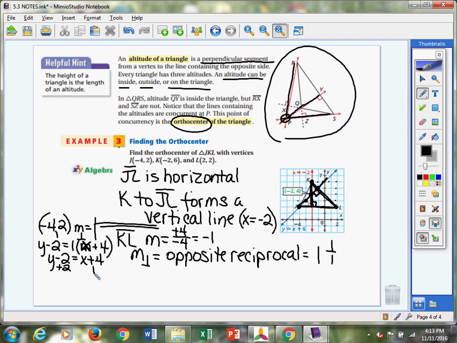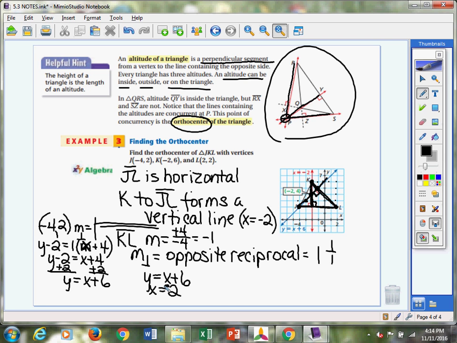Add 2 to each side. And so the equation of my perpendicular line that's running from point J over to KL is y equals x plus 6. So you know the equation of this line, you know the equation of your vertical line, and so you should be able to easily figure out, it's not x equals 2, it's x equals negative 2.